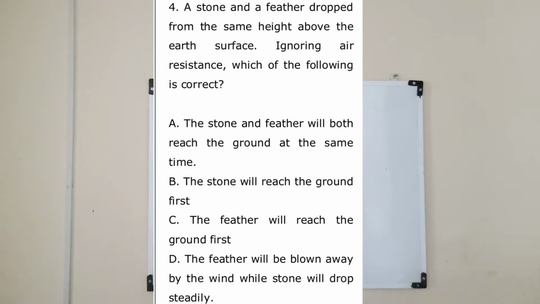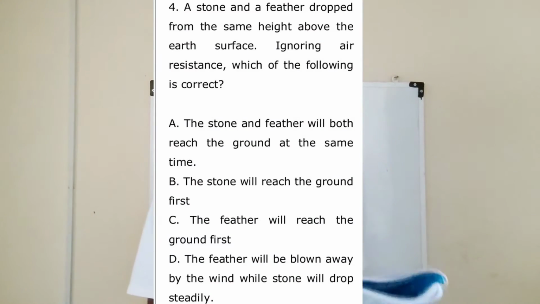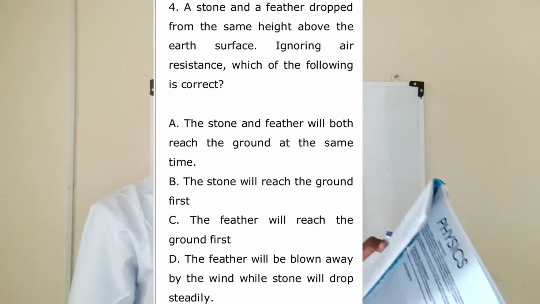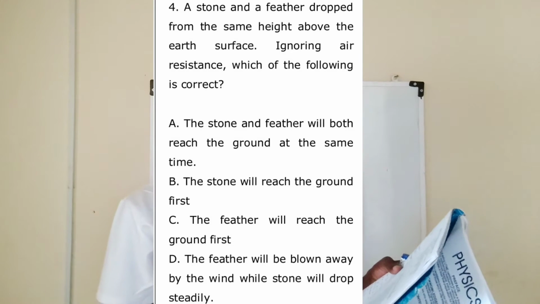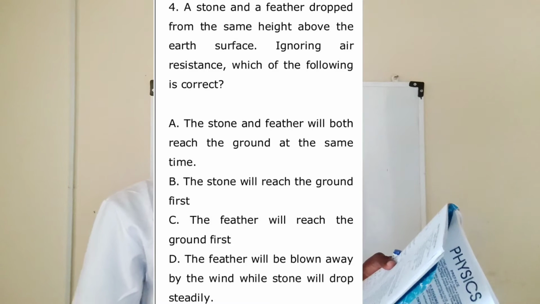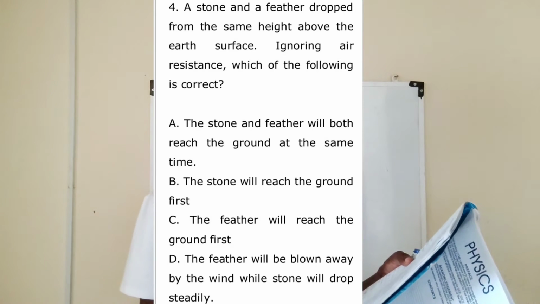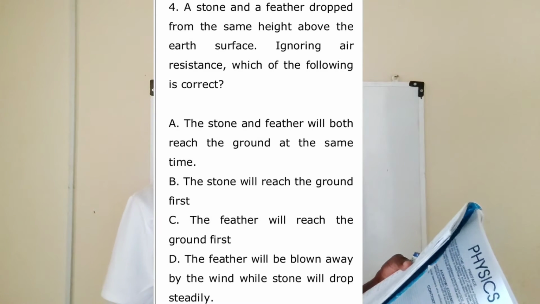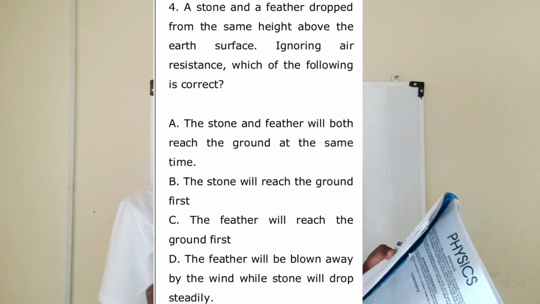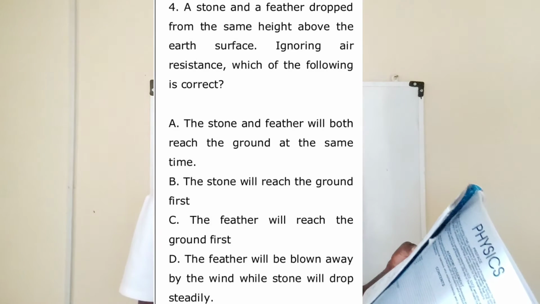Now the options say: A, the stone and the feather will both reach the ground at the same time. B, the stone will reach the ground first. C, the feather will reach the ground first. D, the feather will be blown away by the wind while the stone will drop steadily.